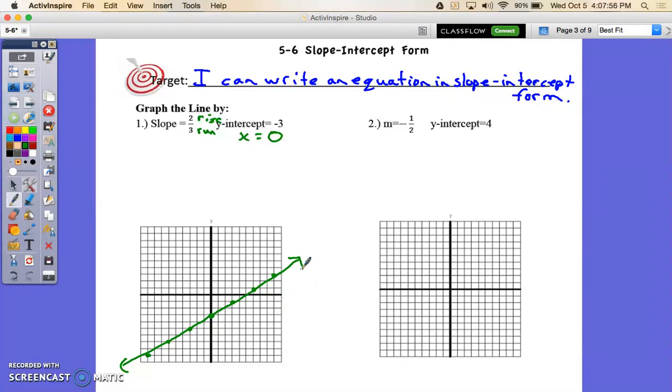This is going to make your life a lot easier. T-charts are going to be a thing of the past if we're able to write something in slope-intercept form. Take a look at number 2.